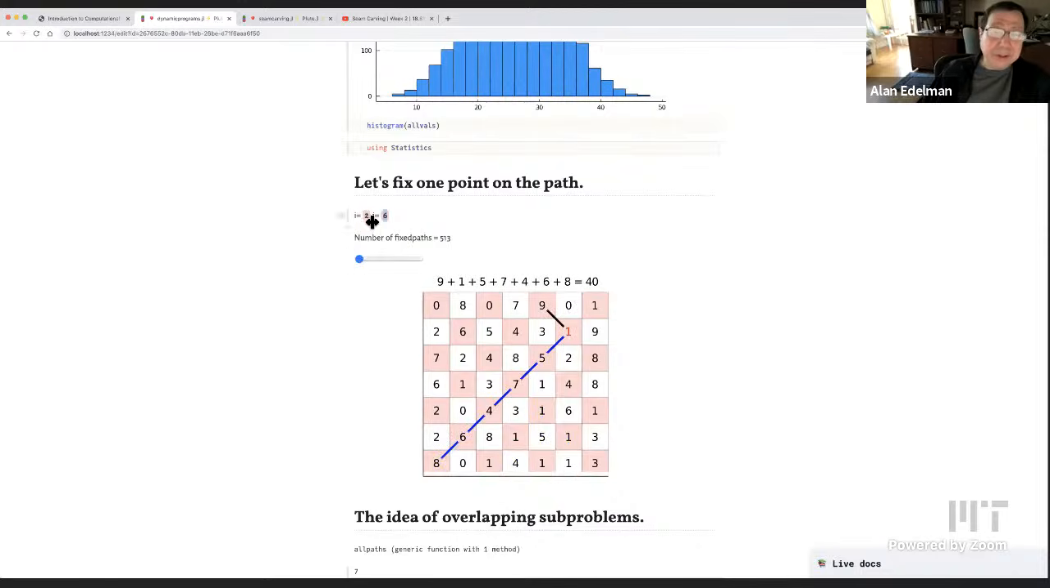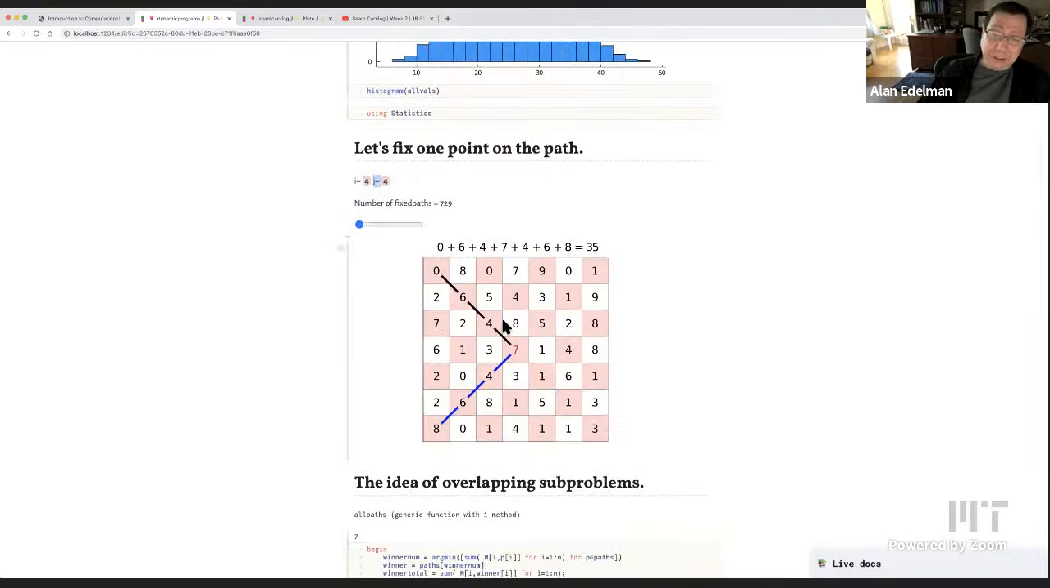Here, let's go to the middle because the middle's pretty. So let's go to the 4th row and the 4th column. There's a symmetry to that. So let's do that. Let's look at all paths that go through the number 7.